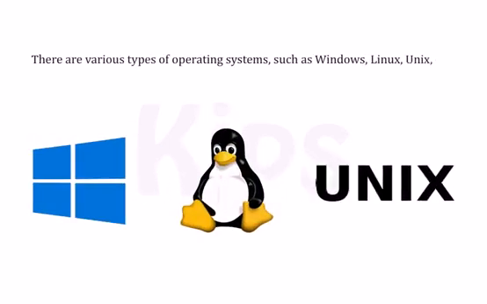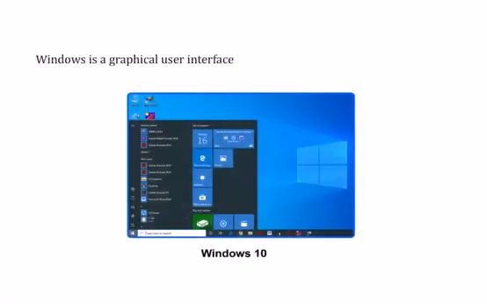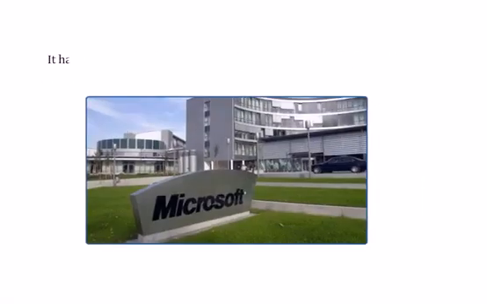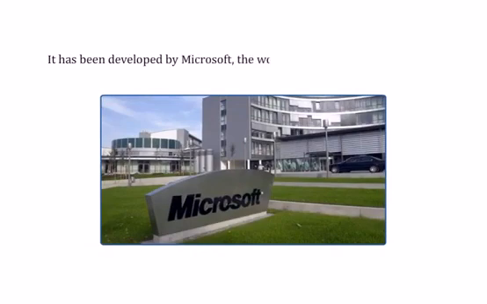There are various types of operating systems such as Windows, Linux, Unix, etc. Windows is a graphical user interface, GUI, pronounced as "gooey", between a computer and its user. It has been developed by Microsoft, the world's leading software company.